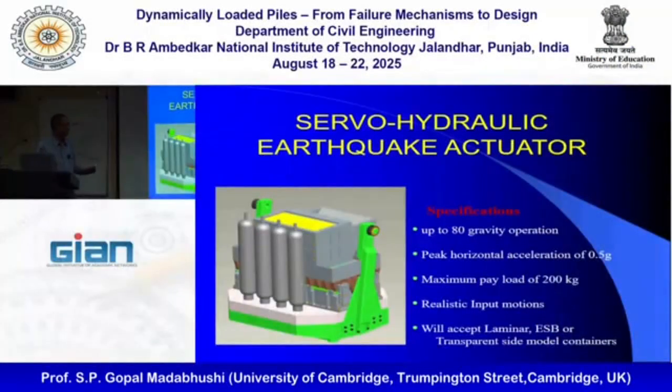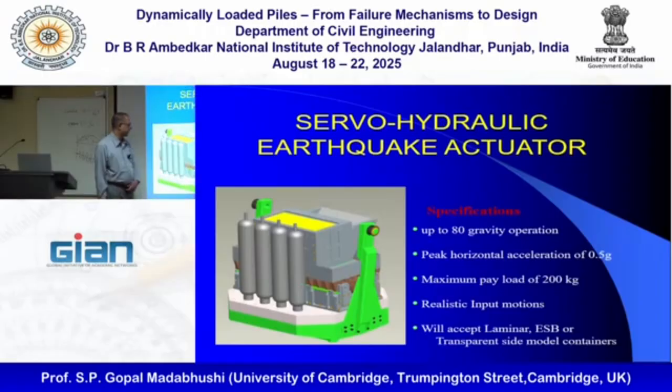The more expensive version is this one. This is the servo hydraulic shaker. Again, we built it. We bought some critical components, but it's all done in the Cambridge engineering department. This can go up to 80 g with a load of about 200 kilograms. And the big party trick this one has is it can do realistic input motions. It can also do sinusoidal motions, but we can also do realistic input motions. And we designed this so that all the special model containers we designed for the SAM actuator can also go on this, so that we are not rebuilding everything.